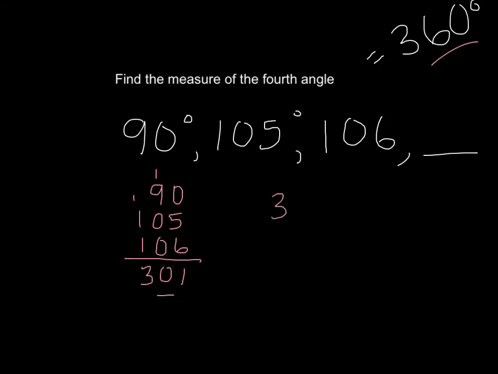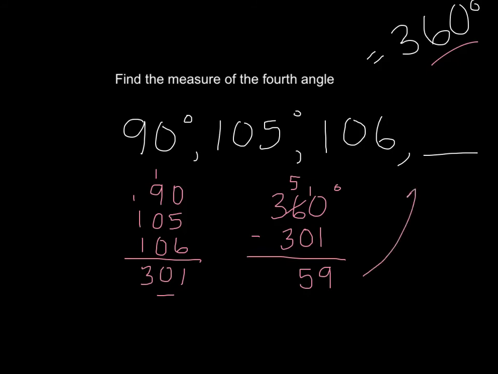So I'm going to take 360 degrees, subtract 301, make sure that I borrow correctly, and the answer that I got was 59 degrees, which I'm going to put right here in the spot for my answer. Now, to know if I got my answer correct, I could go back and add 90 plus 105 plus 106 plus 59, and my answer should be 360 degrees.